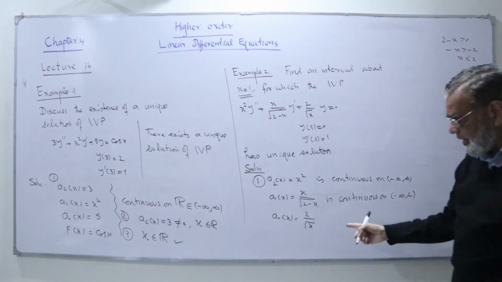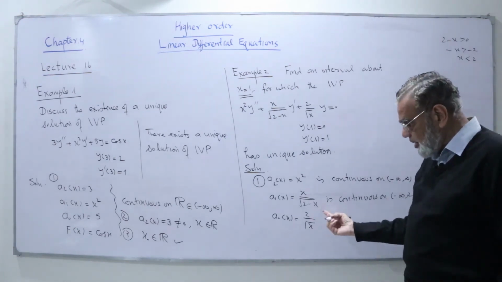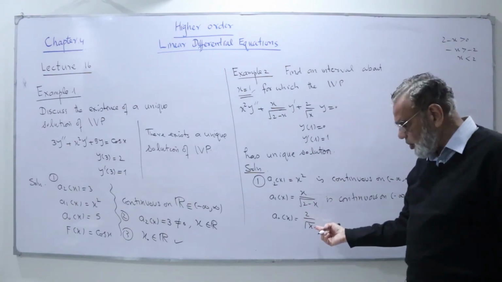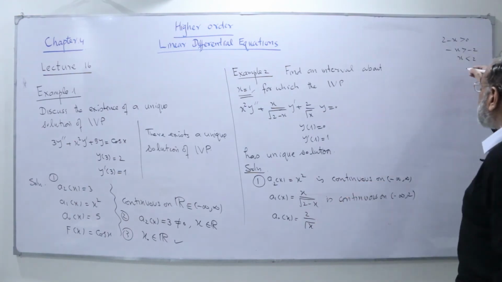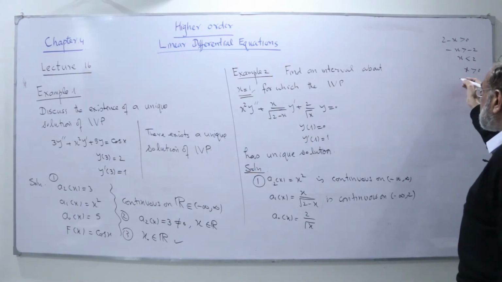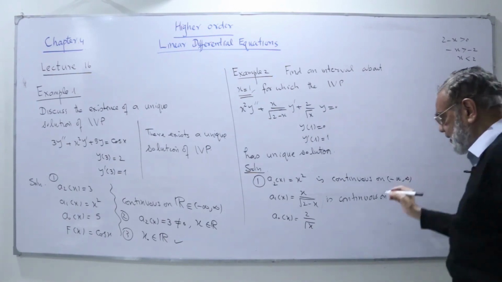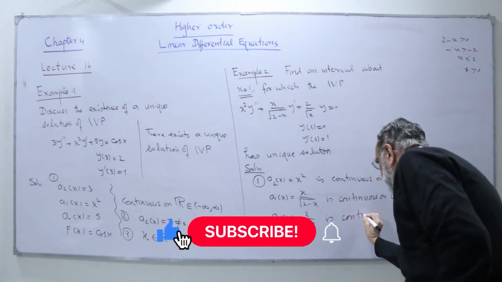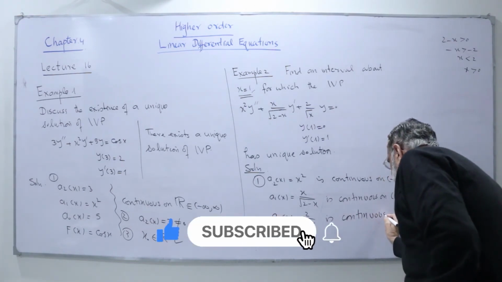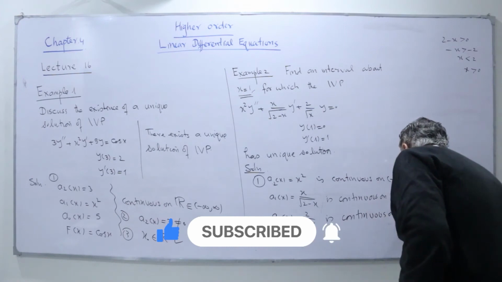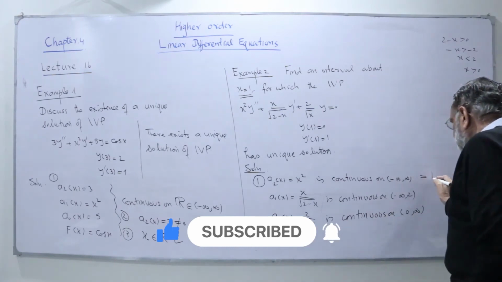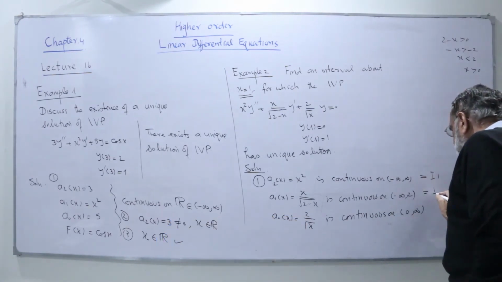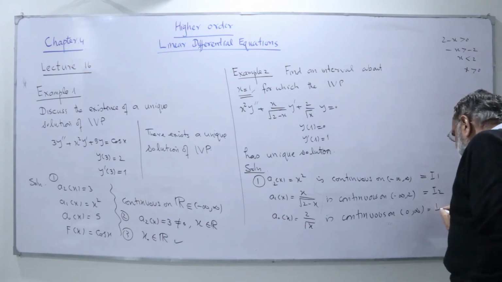So the last one, a0 of x: 2 is a constant, continuous for real numbers. Root of x requires x to be bigger than 0. So this interval will be from 0 to infinity, and it is continuous on the interval from 0 to infinity. This is my interval I1, this is my I2, and this is my I3.